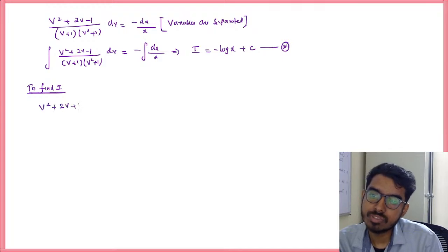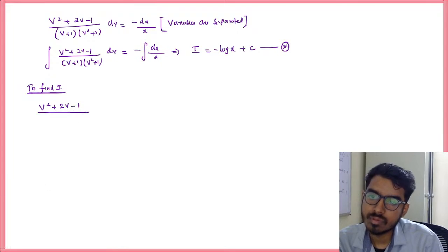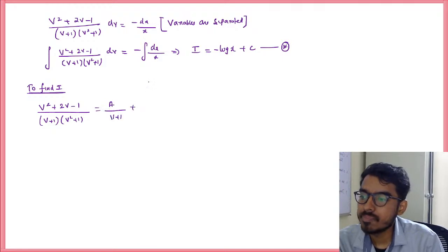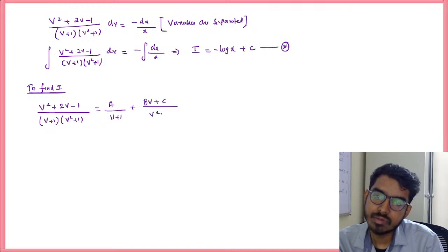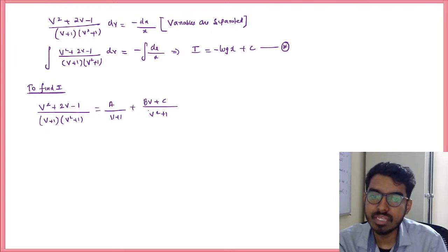b square plus 2b minus 1 divided by (b plus 1) into (b square plus 1). Now, a by (b plus 1) plus (bv plus c) divided by (b square plus 1). Whenever you have a square inside, you need to write it like this, right? So a by (b plus 1), plus (bv plus c) by (b square plus 1). That's it, right? Suppose this is type 3 partial fraction.